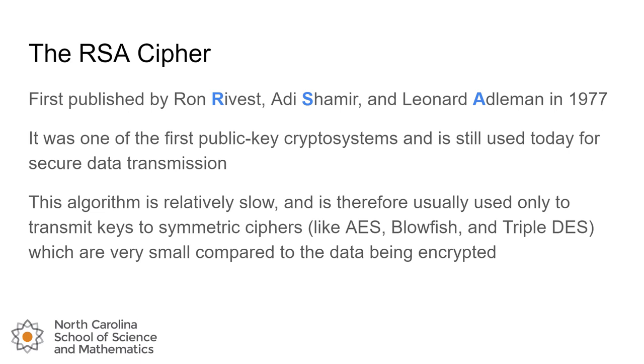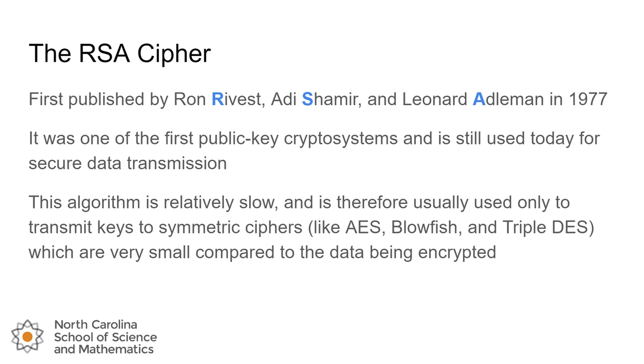It's important to note that the algorithm that we use is relatively slow for computers to actually complete, so it's not used to encrypt large amounts of data. In practice, it's most commonly used to encrypt keys to other more efficient symmetric ciphers. Some modern symmetric ciphers that are used frequently are AES, Blowfish, and Triple DES. All of these are symmetric, very similar to the more historical ciphers that we've covered in this course, but they use the RSA cipher for the key transmission. So it's a nice way to solve that problem.